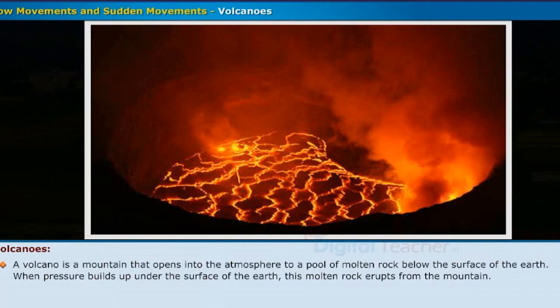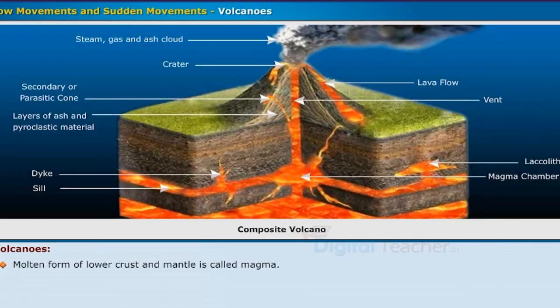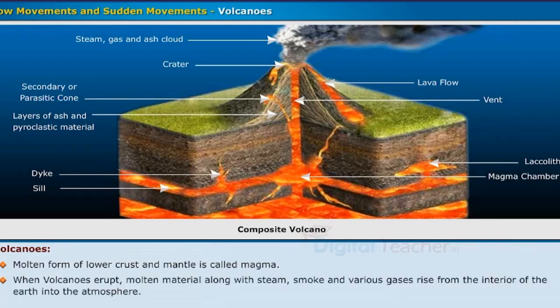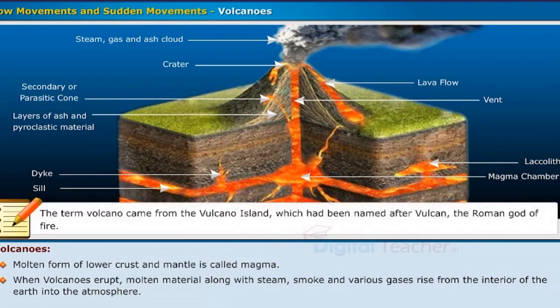A volcano is a mountain that opens into the atmosphere to a pool of molten rock below the surface of the earth. When pressure builds up under the surface of earth, this molten rock erupts from the mountain. Volcanoes are formed due to high temperature of earth's interior. Molten form of lower crust and mantle is called magma. When volcanoes erupt, molten material along with steam, smoke and various gases rise from the interior of Earth into the atmosphere. Note, the term volcano came from the volcano island which had been named after Vulcan, the Roman god of fire.